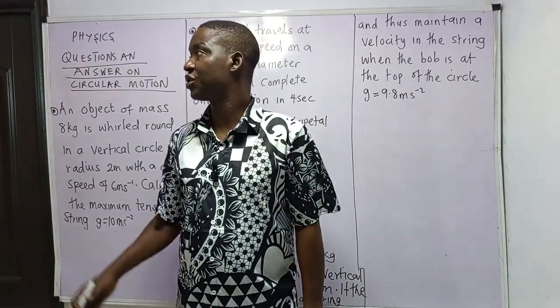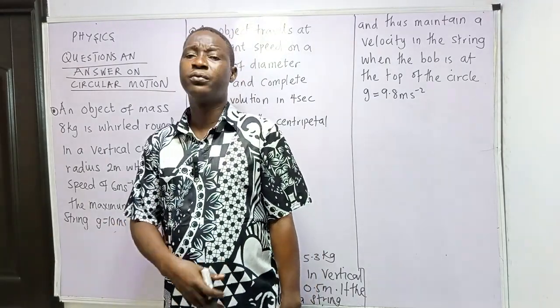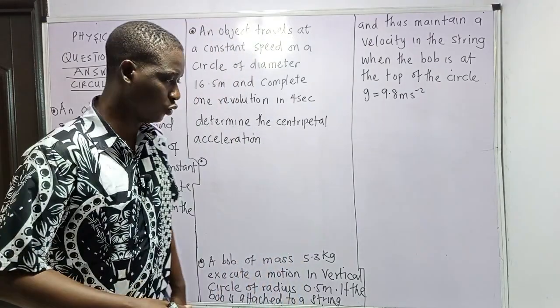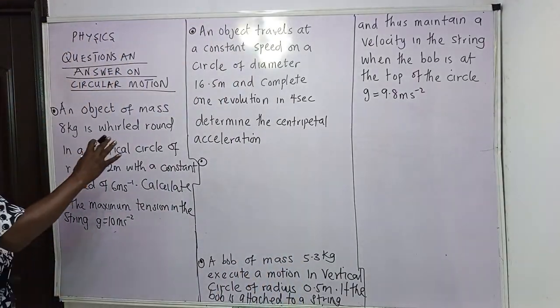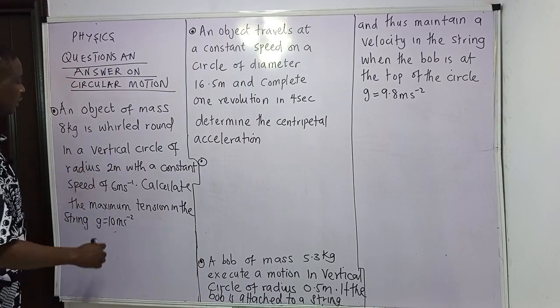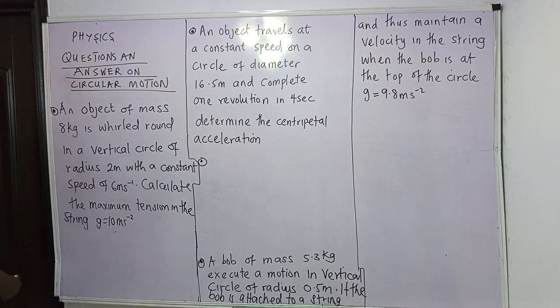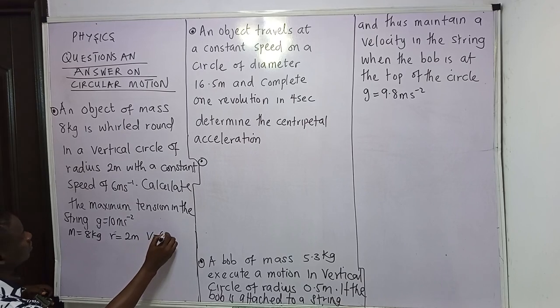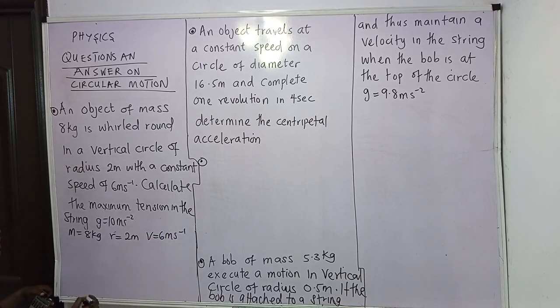We want to look at a question on circular motion, and as we solve, just make sure you follow up and you will get it. Before we solve questions on this, please go and watch the video on circular motion. It says an object of mass m, 8 kilogram, is whirled round in its vertical circle of radius 2 meter, with a constant speed of v equal to 6 meter per second. Calculate the maximum tension when g is equal to 10 meter per second square.